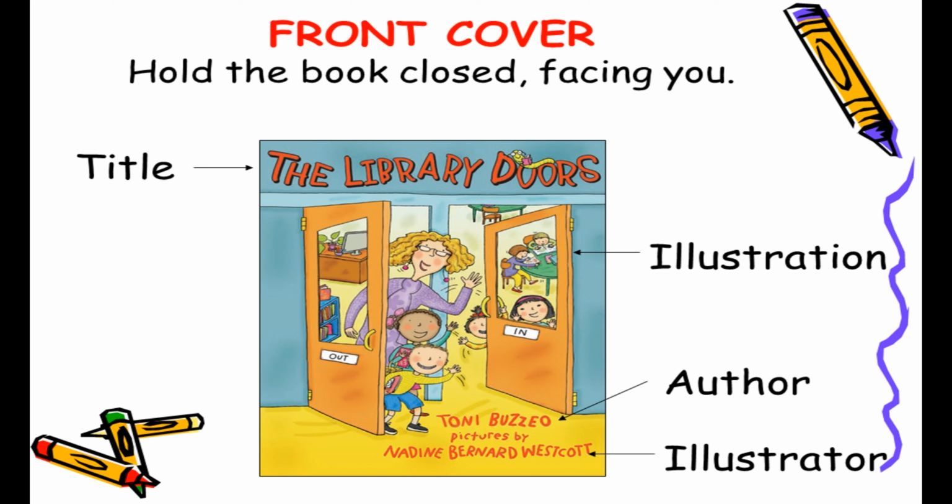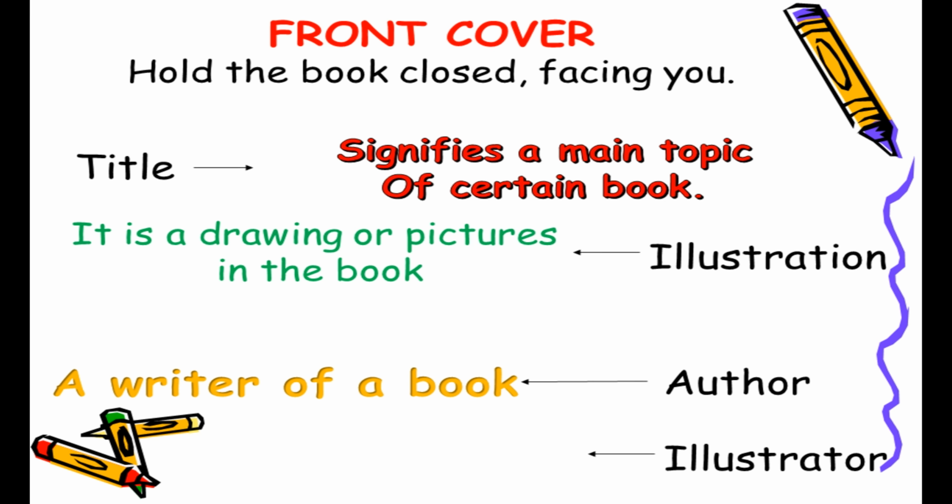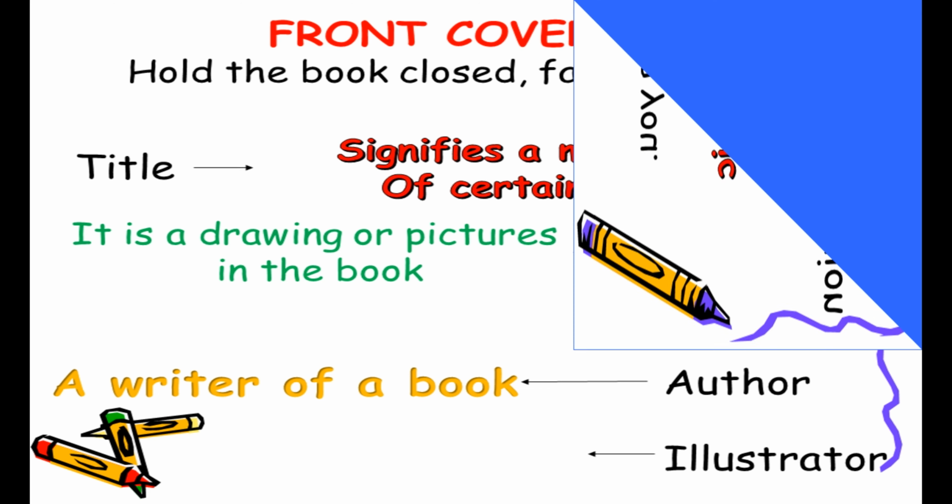Front cover. When you hold the book close facing you, you will find the title of the book, the illustration, the author, and the illustrator. The title signifies a main topic of a certain book. Illustration means it is a drawing or pictures in the book. And the author is a writer of the book. And the illustrator is the one who draws the pictures in the book.